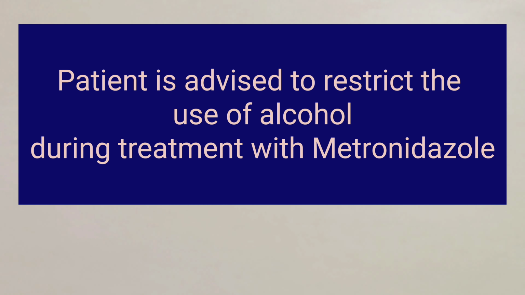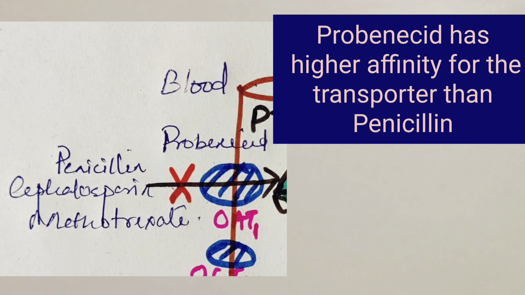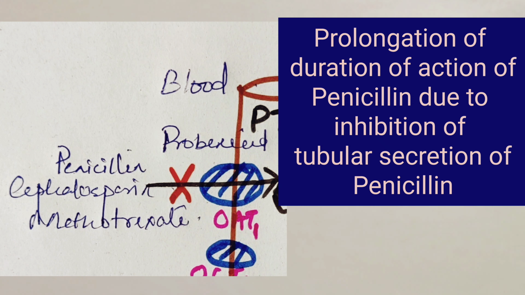Drugs such as penicillin and probenecid are excreted by tubular secretion. Probenecid, having higher affinity for the transporter, inhibits the tubular secretion of penicillin, thus prolonging the action of penicillin. So, probenecid is administered along with penicillin to prolong the duration of action of penicillin.